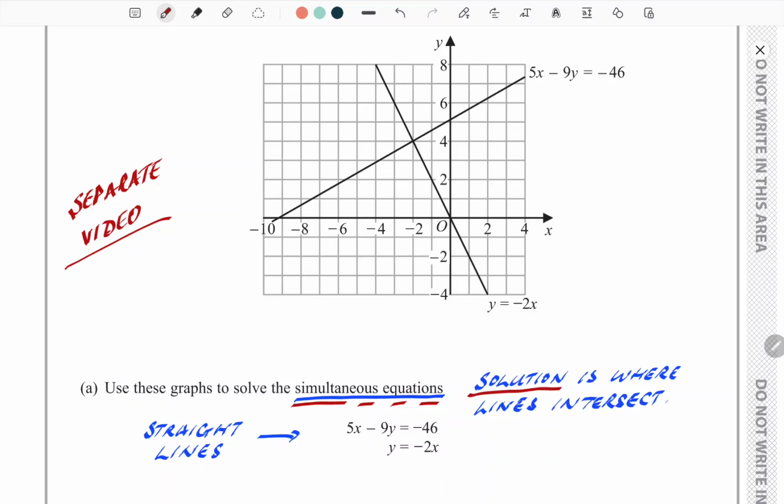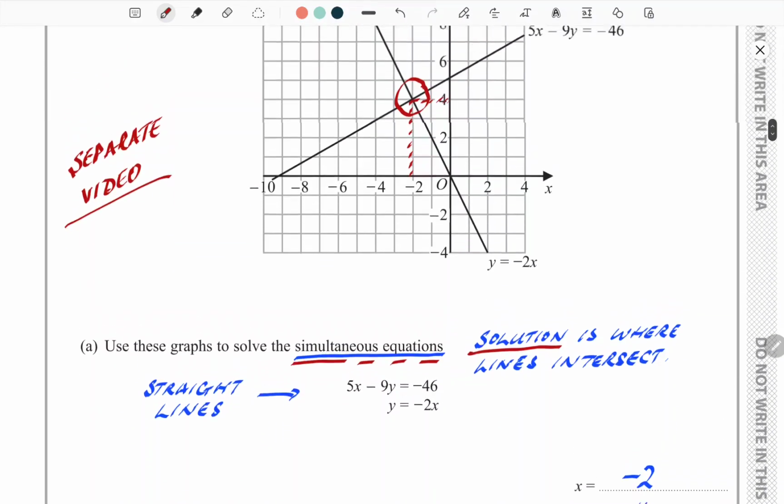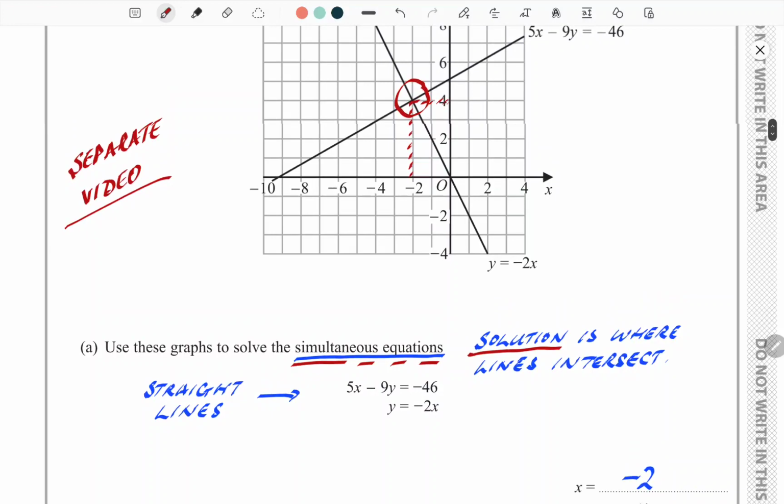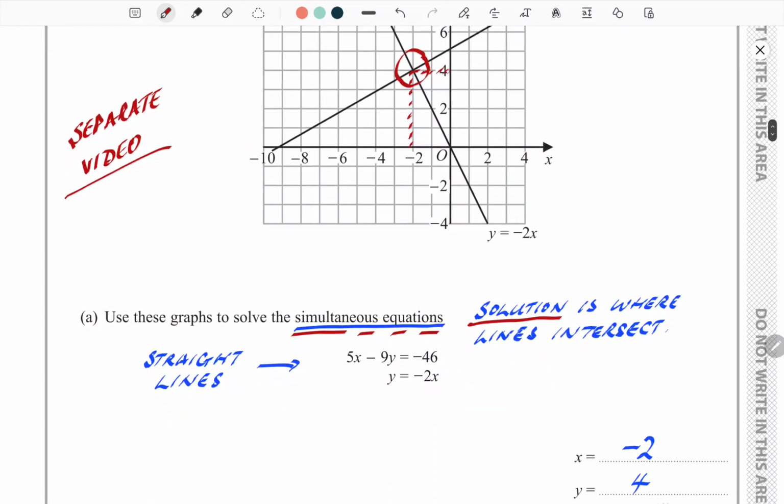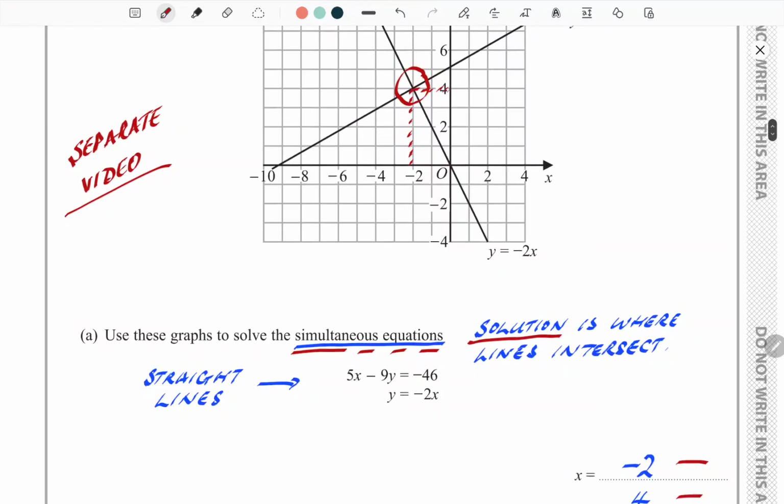And the solution that they're looking for is where the lines intersect, okay? So the bit that we're after is the coordinates of that point there, okay? So the graph shows us where they intersect is actually at x equals -2 and y equals 4, all right? Very simply put. And remember, these are equations of straight lines.